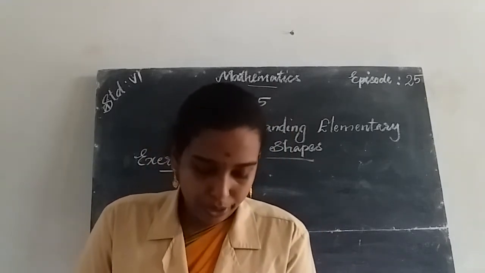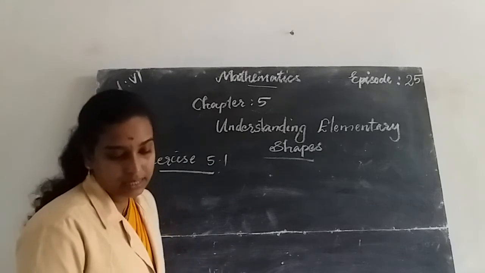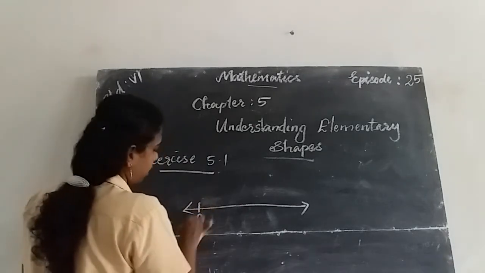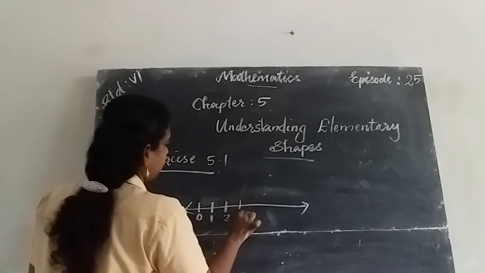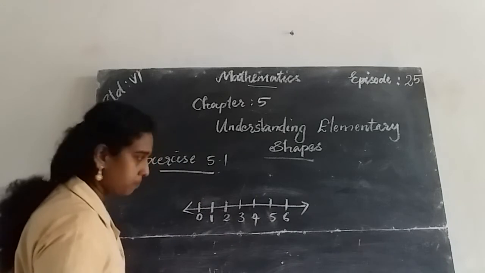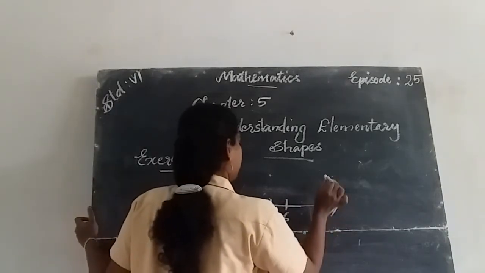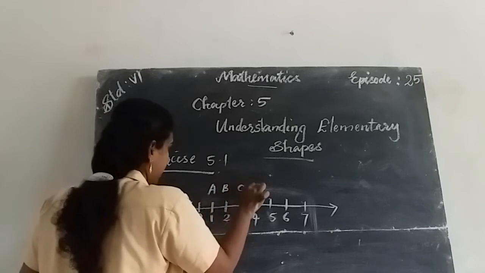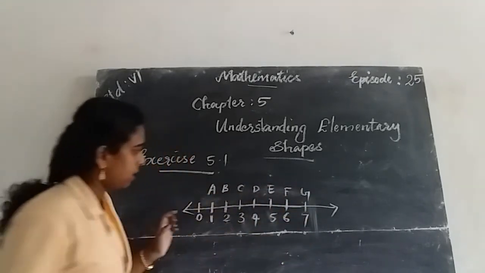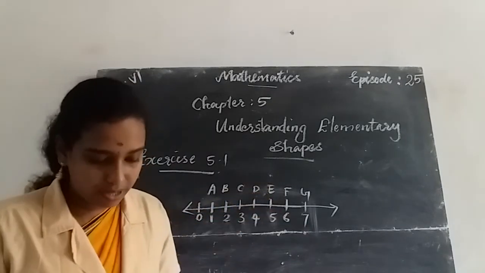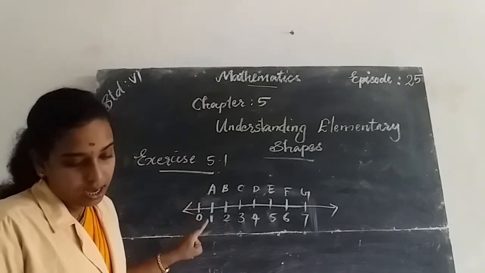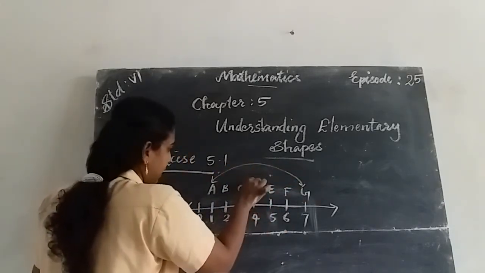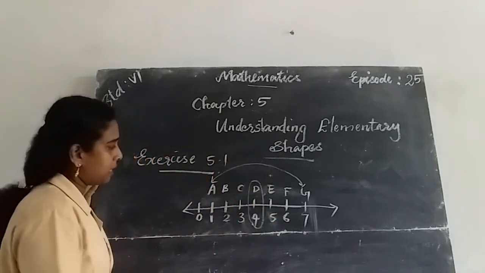Verify whether D is the midpoint of line segment AG. Here a figure is given, a line marked as 0, 1, 2, 3, 4, 5, 6 and 7, and the points marked as A, B, C, D, E, F, G. We want to verify that D is the midpoint of AG.